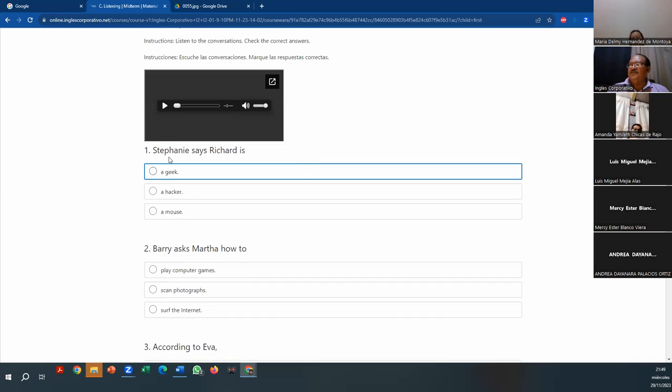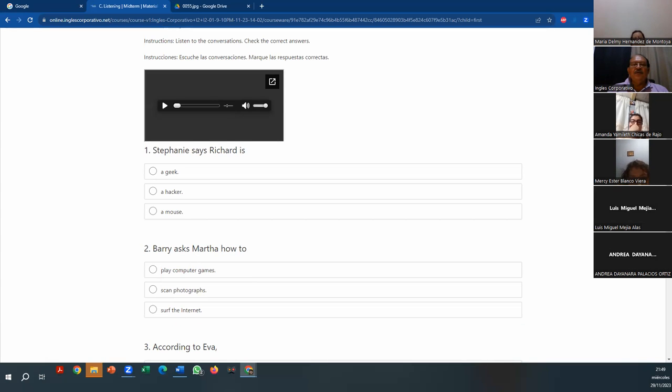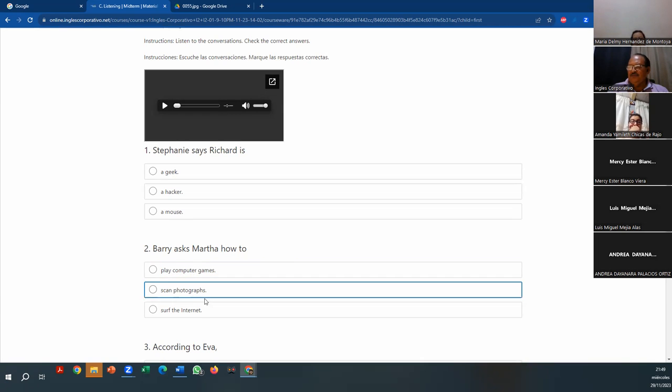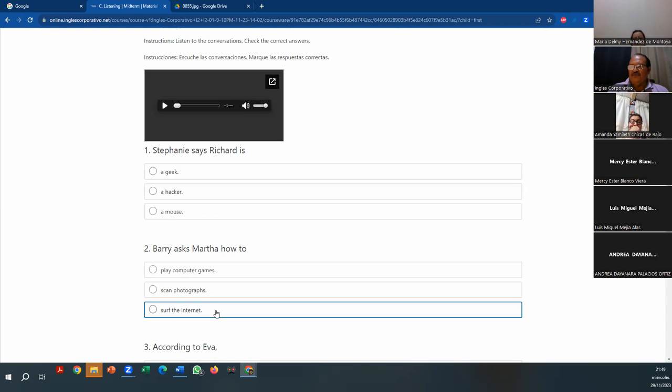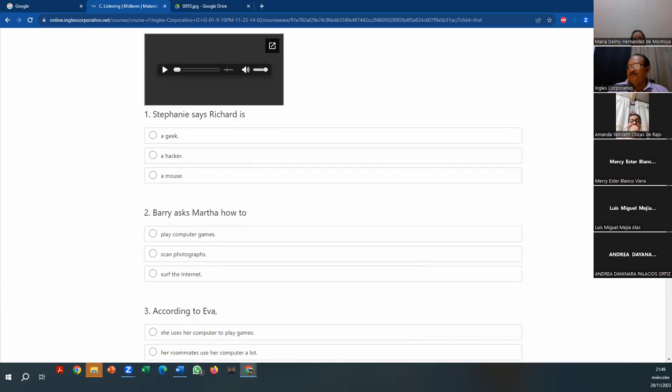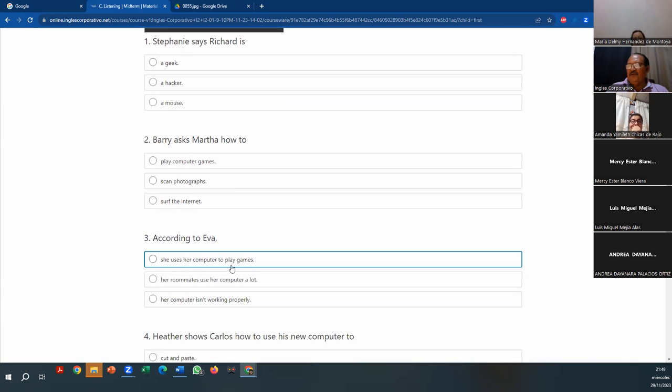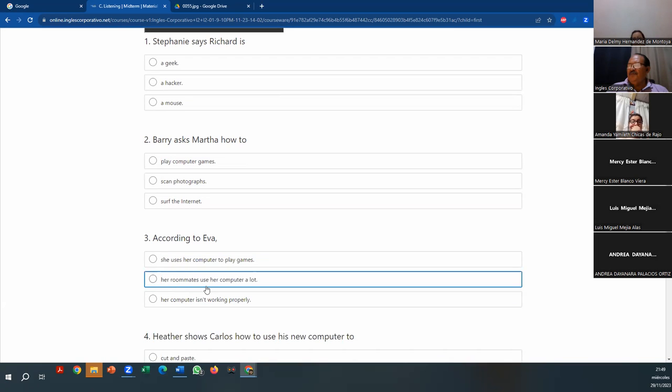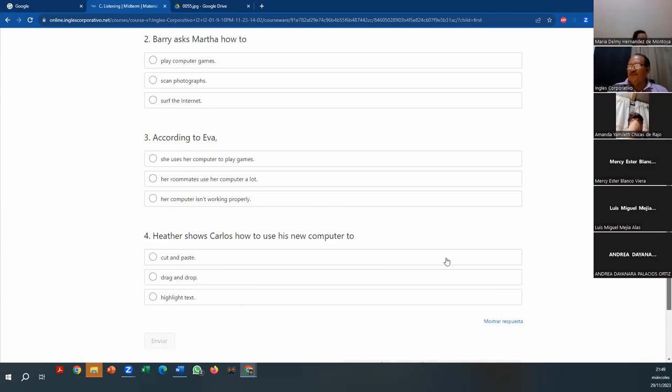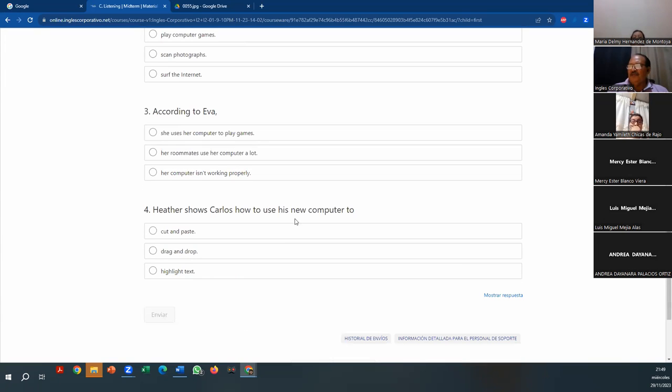The first one is, Stephanie says, Richard is a geek, a hacker, or a mouse. Barry asks Martha how to play computer games, okay? Then Barry asks Marta how to scan photographs or surf the internet. She uses her computer to play games. Her roommates use her computer a lot. Her computer isn't working properly. Then you have three choices for each one. Heather shows Carlos how to use his new computer.